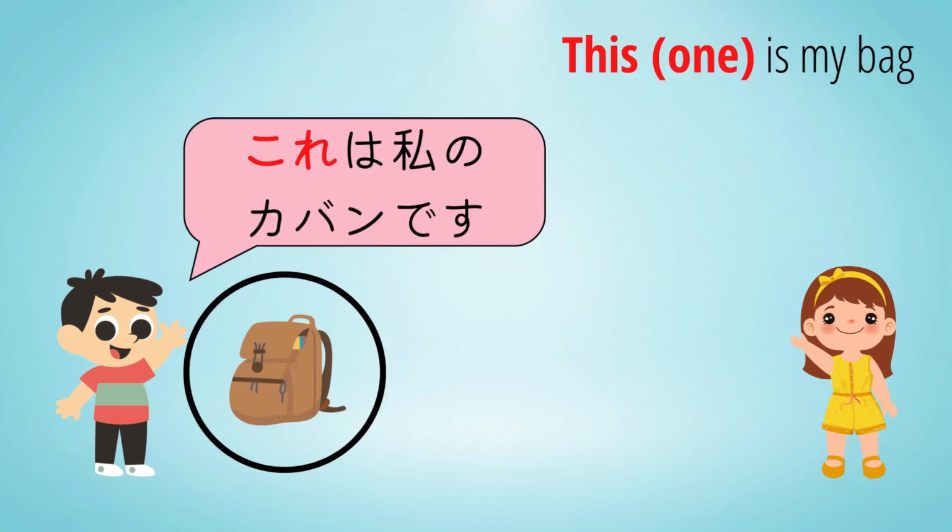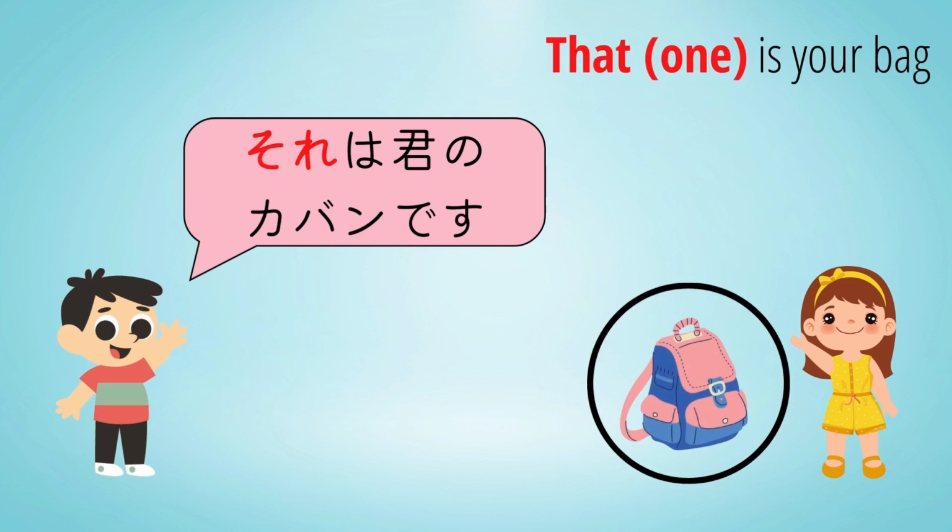When the boy is pointing to the bag that is near him, he will say, これは、私のカバンです。 This can be translated as, this is my bag.